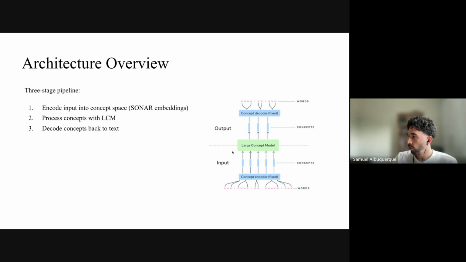So the encoder is fixed and the decoder is also fixed. This is not learned with the concept embedding, because they try to decouple it so it can be as free as possible and the input can be as varied as possible. So these are the three components. You have the encoder of the sentence, and then go to the large concept model, which predicts the next concept, and then we have the decoder again, using SONAR, to convert it back to words.